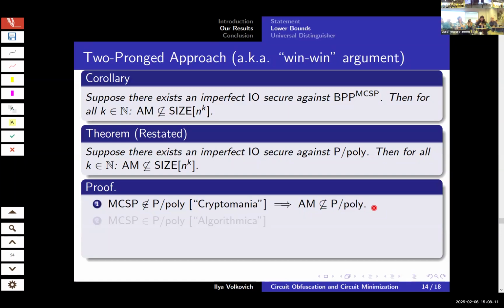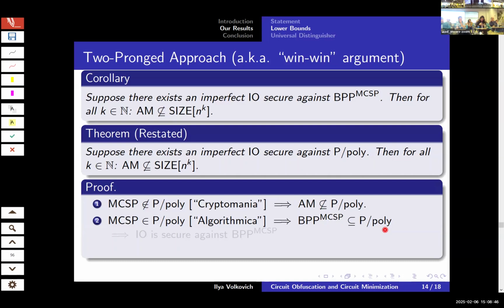Now, what happens if we found ourselves on the other side of the island? What happens in Algorithmica? This will be a rewriting exercise that we want to do. On the other side of the island, MCSP is in P/poly. So let's just follow the path. A rewriting exercise with the participation of the audience. If MCSP is in P/poly, by using Adleman's argument, you get that BPP to the MCSP is in P/poly.